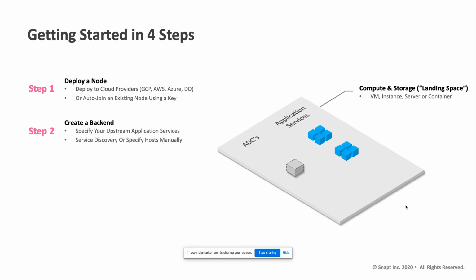Next, we're going to create our backend. Our backend is essentially defining our WordPress application. We will specify what the upstream servers are, their IP addresses. We can, of course, define host names, and we have an automated service discovery that can automatically identify your workloads using tags that you have associated with them today when you're running in the cloud.